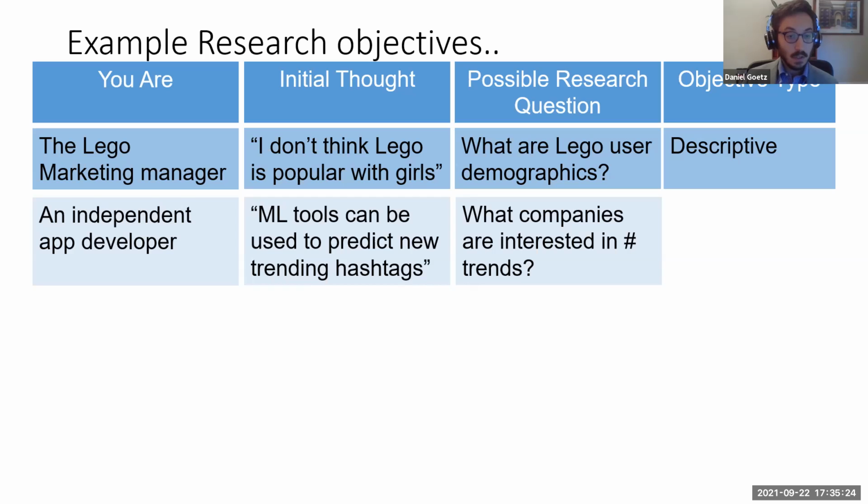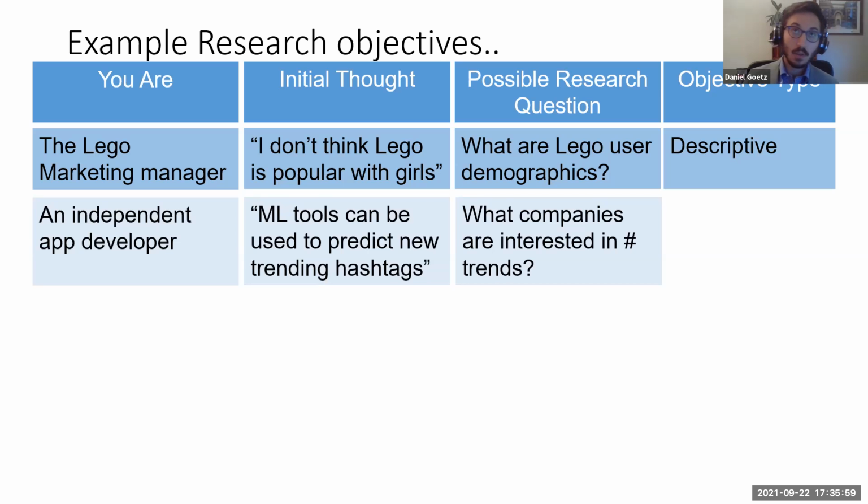So I see some people are saying this is maybe a causal objective. Does everyone agree? Maybe exploratory. Yeah, you're trying to get information about whether anyone would be interested in this. Another way of saying that is, who's my potential target market? Who would be interested in an app that can predict trending hashtags?